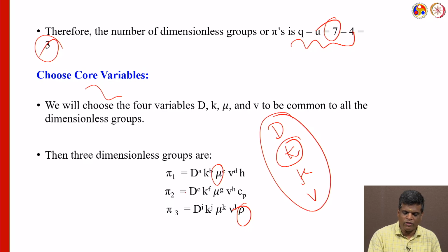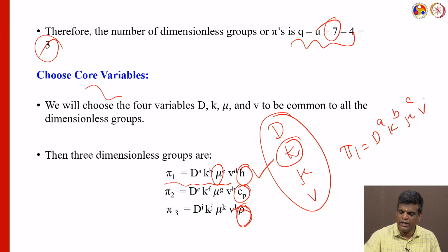After these 4 core variables, the others are heat transfer coefficient, then Cp, rho. So you take the first one and we can solve it: the first dimensionless group, pi 1 equal to D^a K^b mu^c V^d h. You have to solve this one.